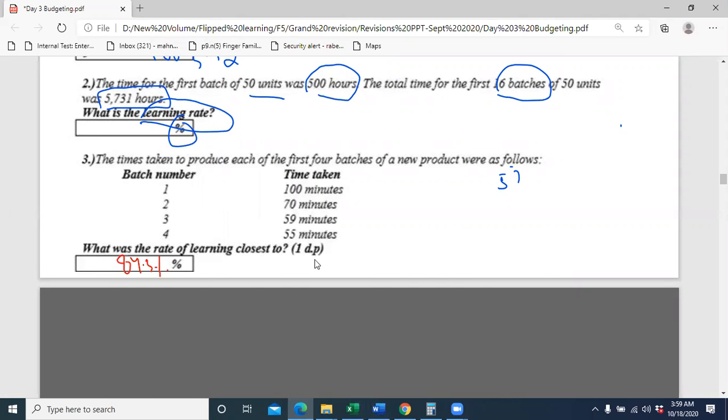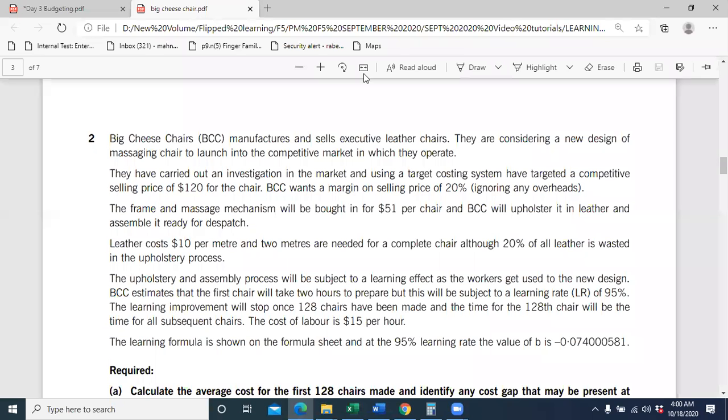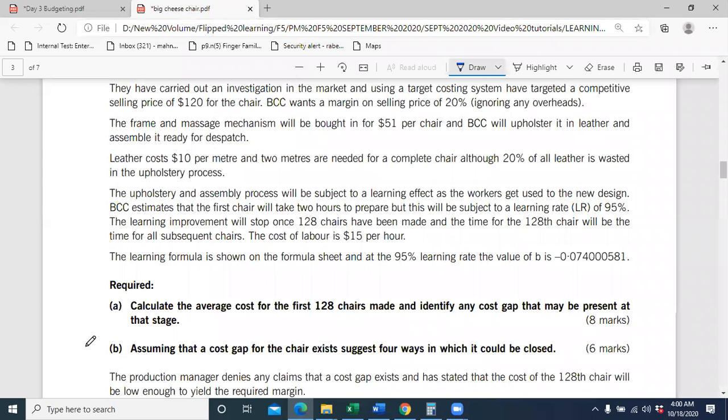All right. Okay. Let's do the Big Cheese Chair now. Learning curve question. Big Cheese Chair manufactures and sells executive leather chairs. What you need to calculate here, first go through the requirement. It's an 8-mark requirement. Calculate the average cost for the first 128 chairs. It didn't ask you to calculate the cost for the 128th chair.